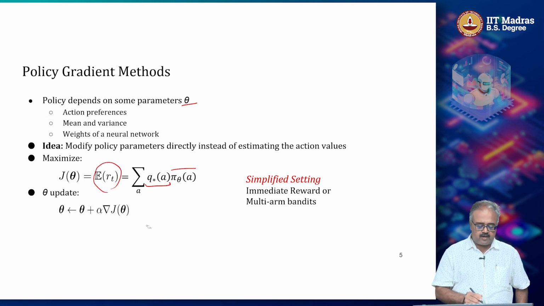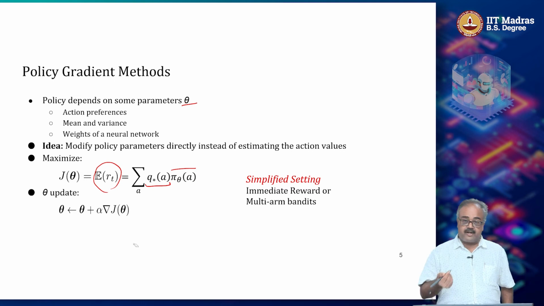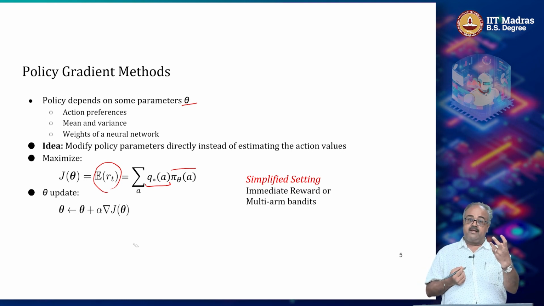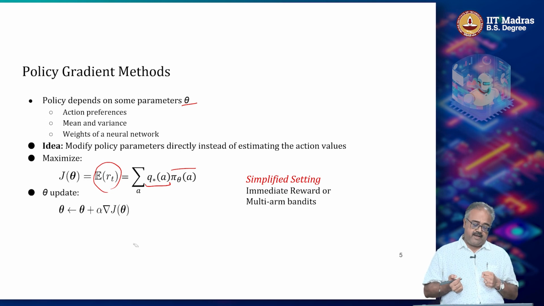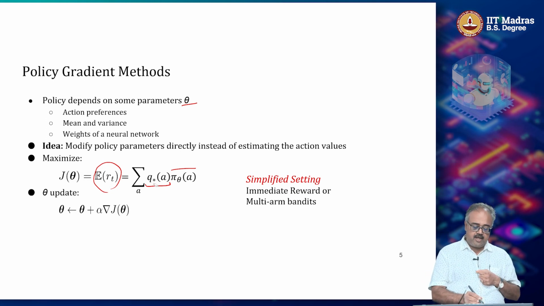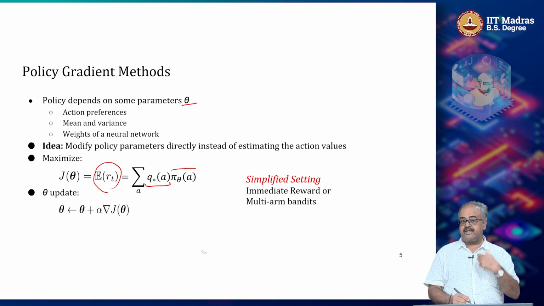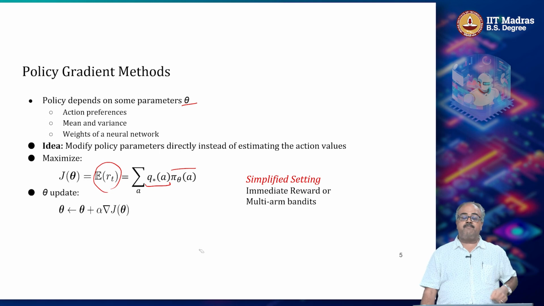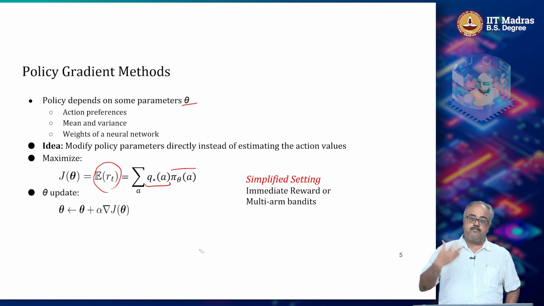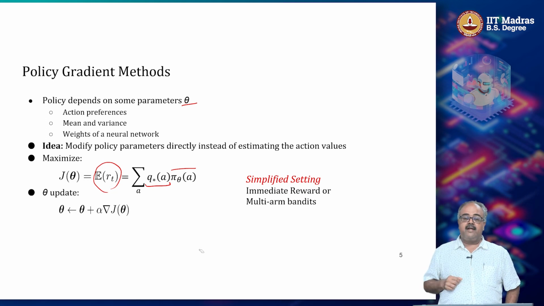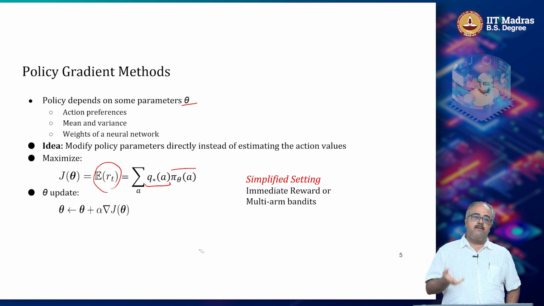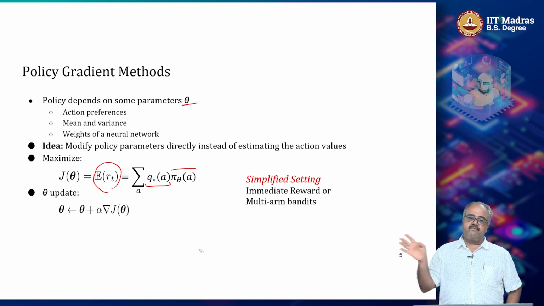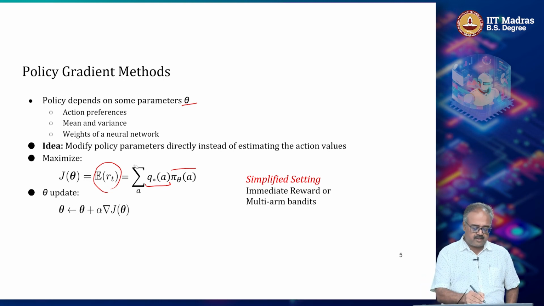Now, if you think about my expected reward, what is the total reward I am going to get? If you pull action a1, q star of a1 is the expected reward you will get, but I am going to pull a1 only with probability pi theta of a1. Likewise, I could pull a2, a3, all the way up to an. So that is q star of a1 times pi of a1, plus q star of a2 times pi of a2, all the way to q star of an times pi of an, and pi here is given by pi theta. So that is basically my expected reward.